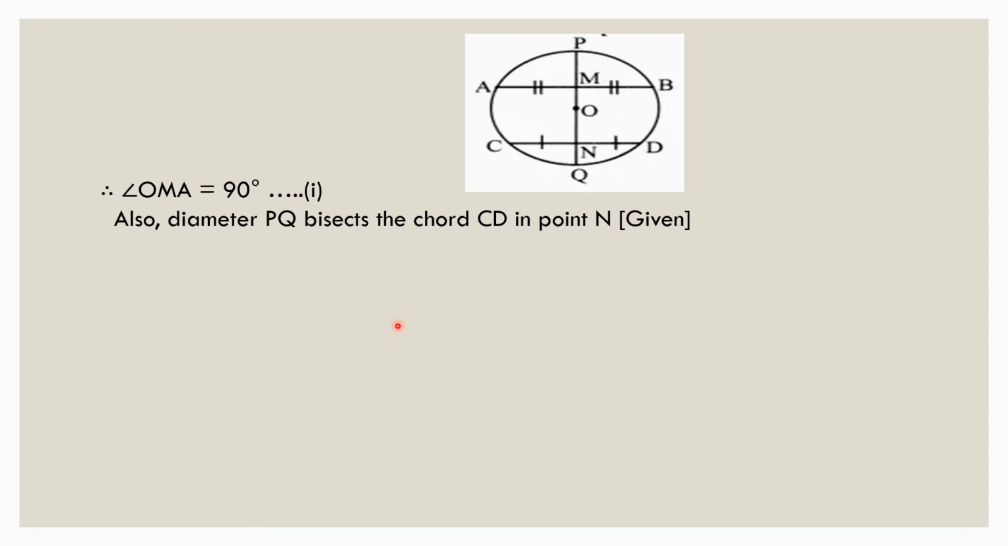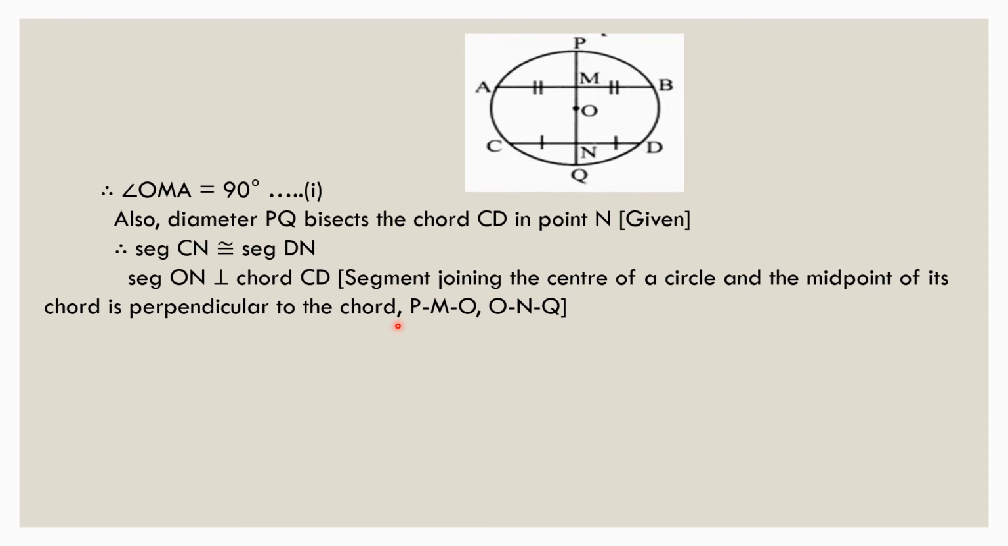And therefore segment CN is congruent to segment DN. And therefore segment ON is perpendicular to chord CD, because the segment joining the center of a circle and the midpoint of its chord is perpendicular to the chord, where P-M-O and O-N-Q. And therefore angle ONC is equal to 90 degrees. That is equation 2. That is, angle OMA is equal to 90 degrees and angle ONC is equal to 90 degrees.